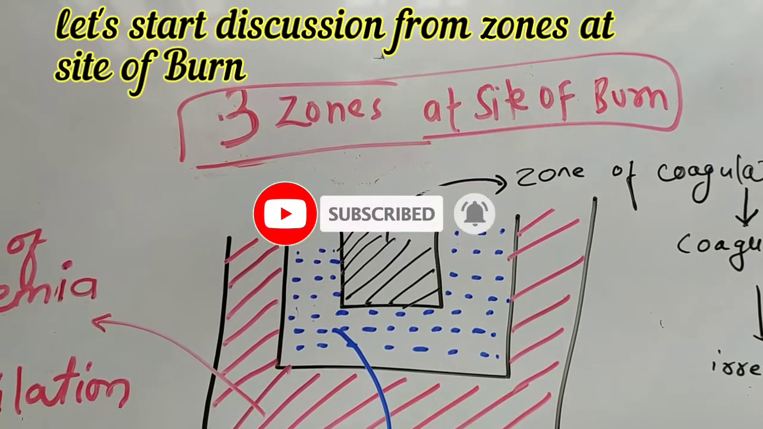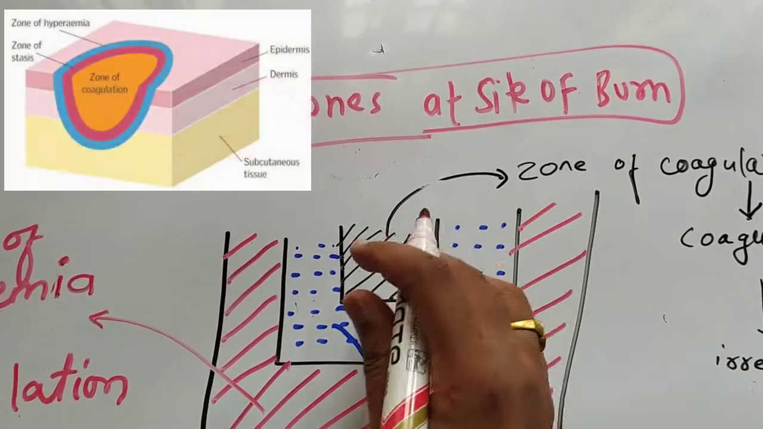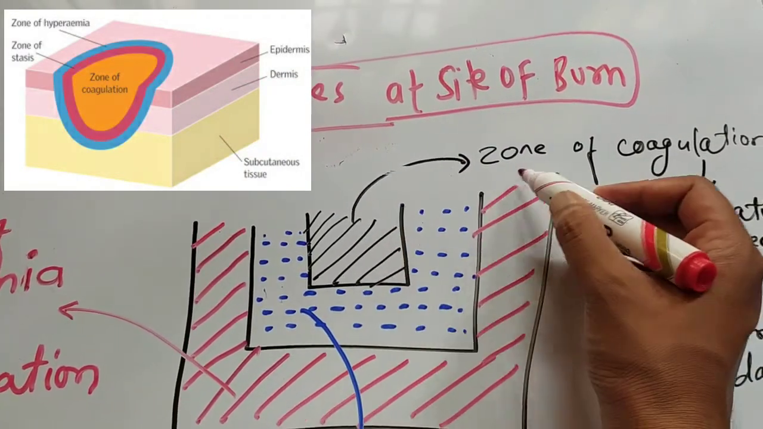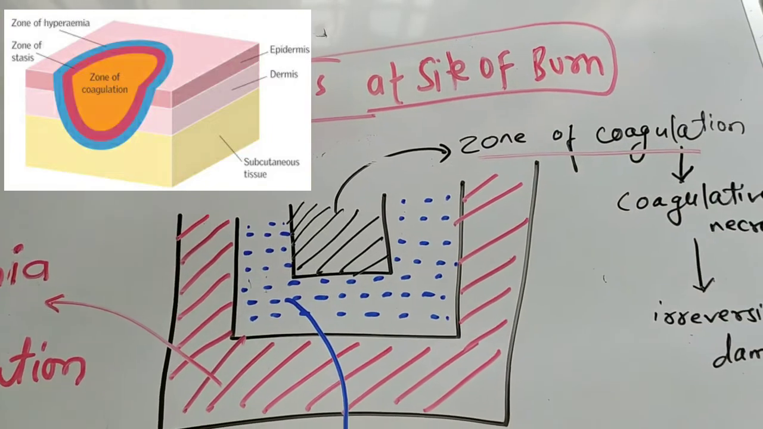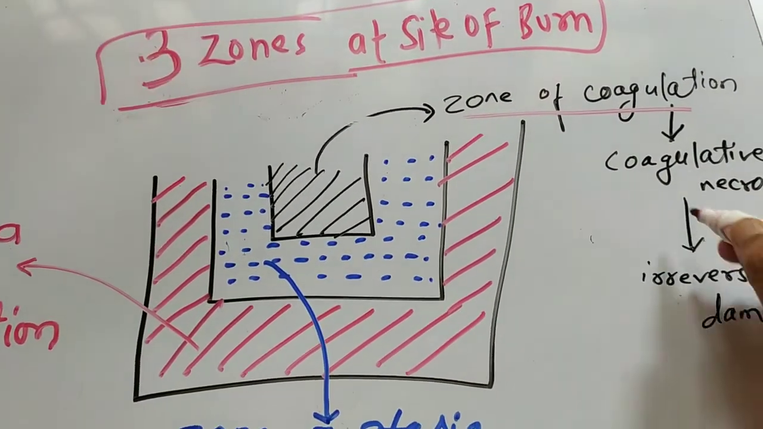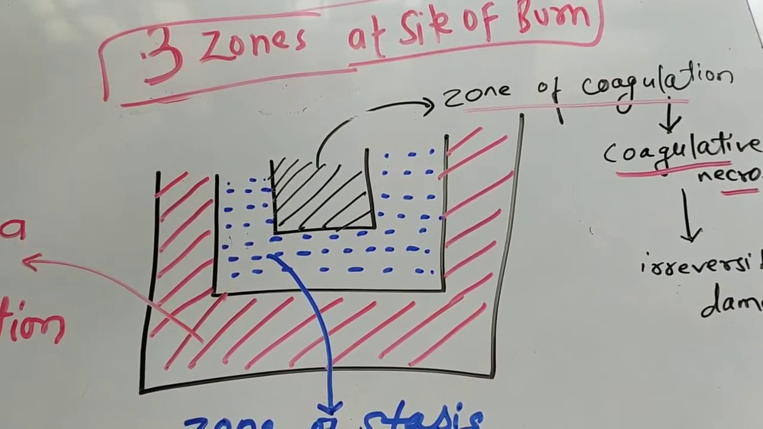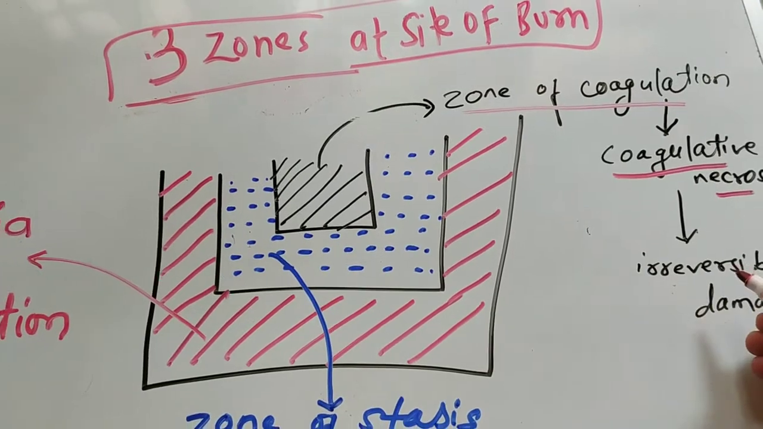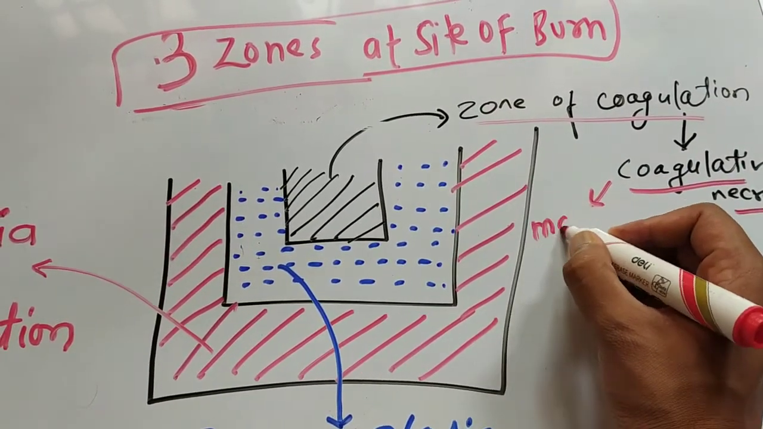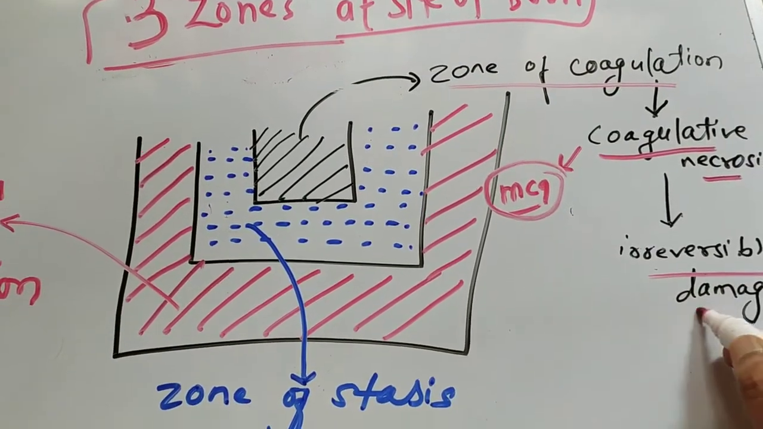So basically there are three zones at the site of burn. The three zones are the zone of coagulation, that is the superficial zone, and this zone of coagulation contains the non-viable tissue, and the phenomenon that happens in this zone is coagulative necrosis. There is an MCQ question: which type of necrosis occurs in case of burn? The answer will be coagulative necrosis. So this is a multiple choice question, and the damage will be irreversible damage.